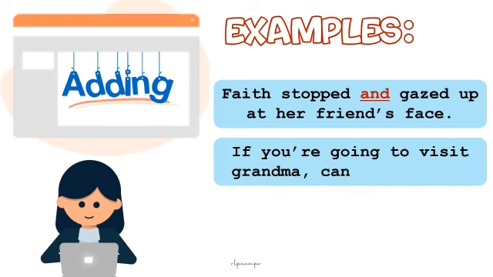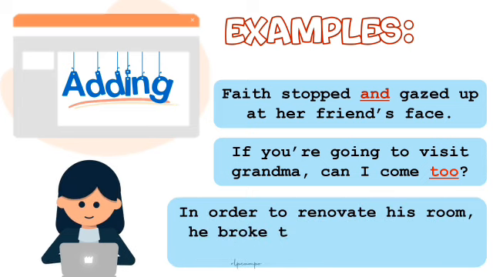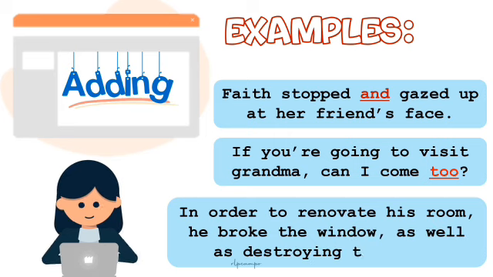If you are going to visit Grandma, can I come too? In this example, the word "to" represents a person as an additional visitor of their grandmother. In order to renovate his room, he broke the window as well as destroying the wall. The two actions being joined here are broke and destroy. It may sound strange, but in using "as well as," the verb after it should end with -ing.